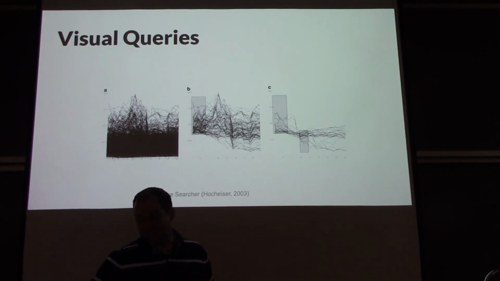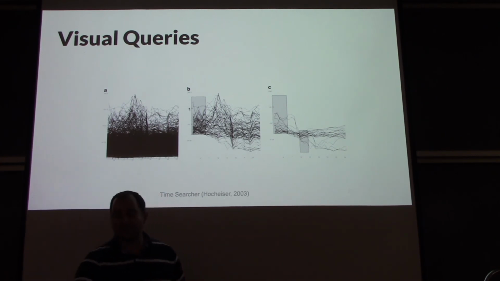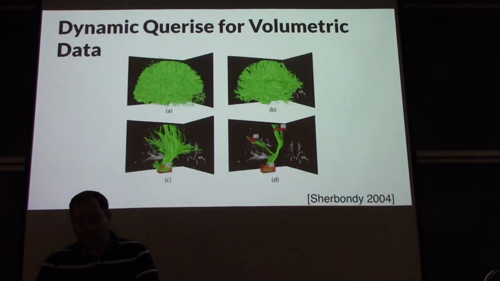And we can have these kinds of queries in many different ways. So here is a line plot, and then you can have a rectangle query. You can have an OR condition on these, or an AND condition. Only the lines that match both of those rectangles are the result of your query, and so on.